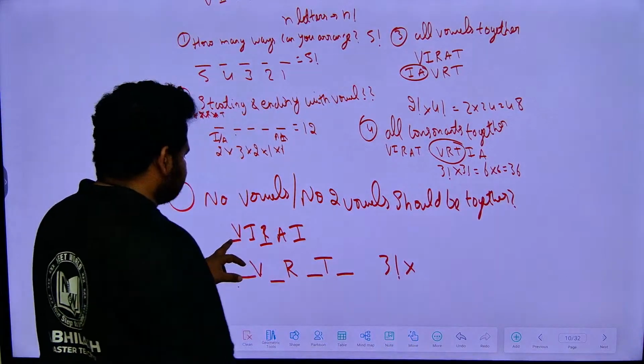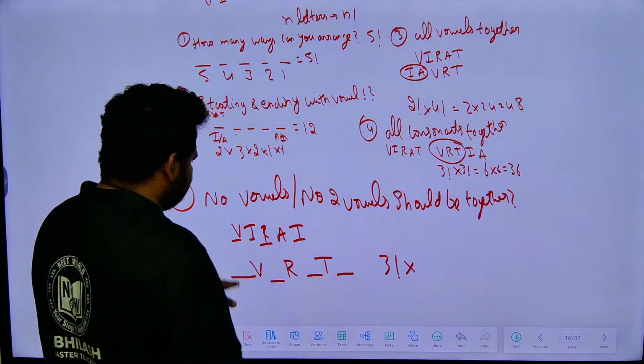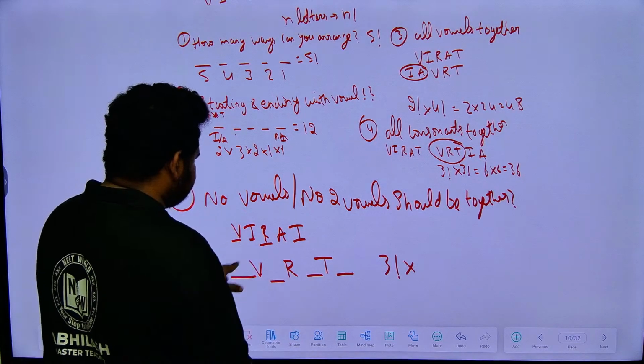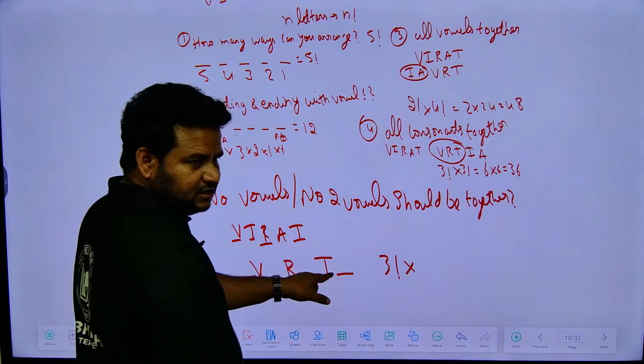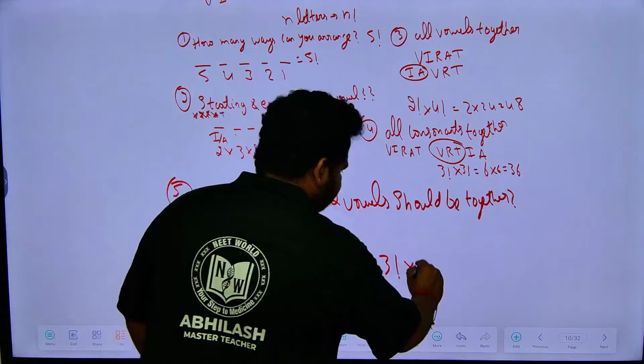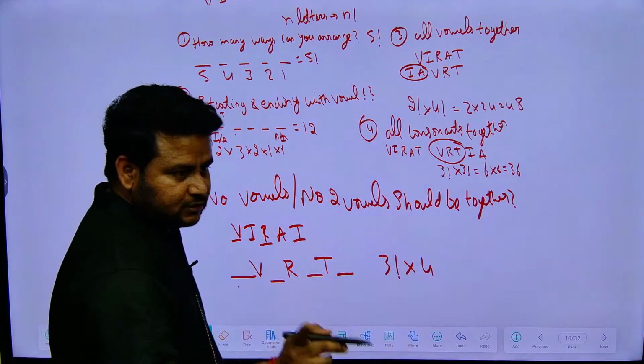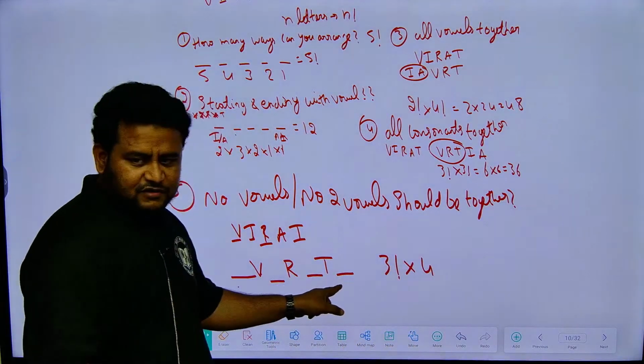Now, this I can come in, this is T. Okay, this I can come in how many places? 1, 2, 3, 4 places. So, this I can write as what? 4 places, not 4 factorial. This can come in any of the 4 places.